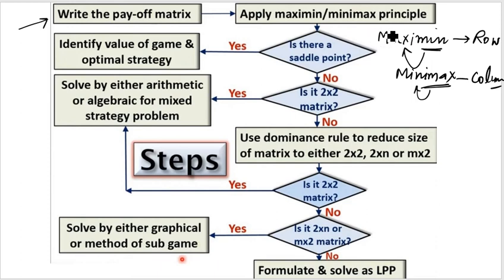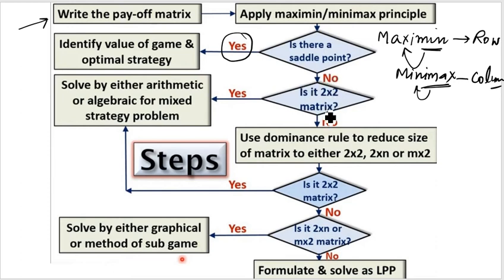If we directly find the saddle point, that means yes, we have the saddle point, and from the saddle point we directly write the strategies and the value of the game, because it is a stable game. No issue in this. But if the saddle point is not directly available, then what do we have to do?